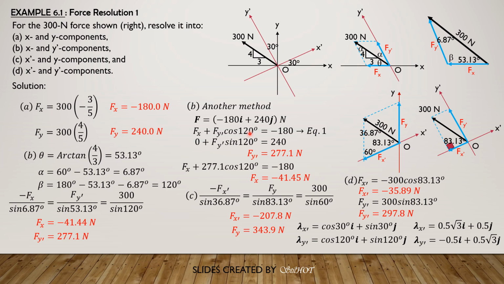So if you compute negative 180 times 0.5 square root of 3 plus 240 times 0.5, the result would be negative 35.89, while F dot lambda y prime is negative 180 times negative 0.5, that's 90, then plus 240 times 0.5 square root of 3, the answer would be 297.8. So that's the other solution.